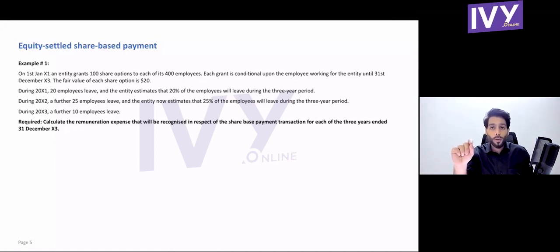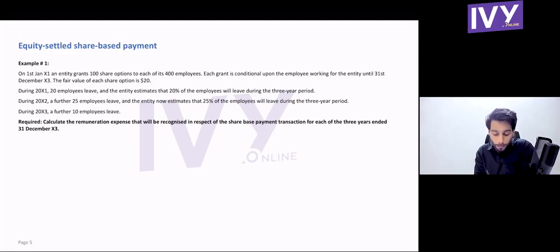The accounting entry is going to be an expense debit and equity option credit. We are going to use fair value at grant dates. That means there will be no mark to market. Now, let us see this question and then we can move forward. All right. So this is example number 1.